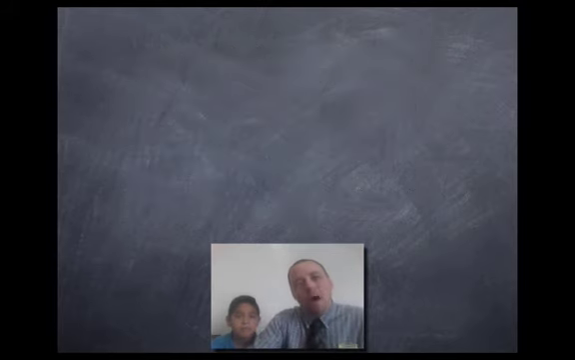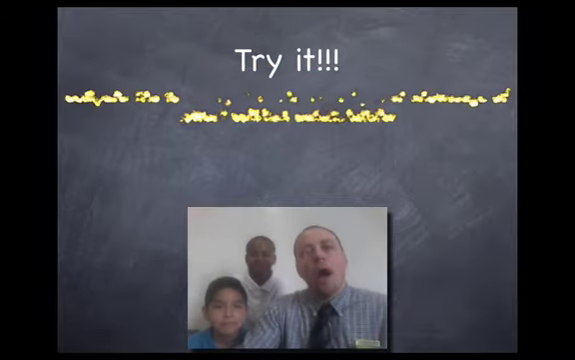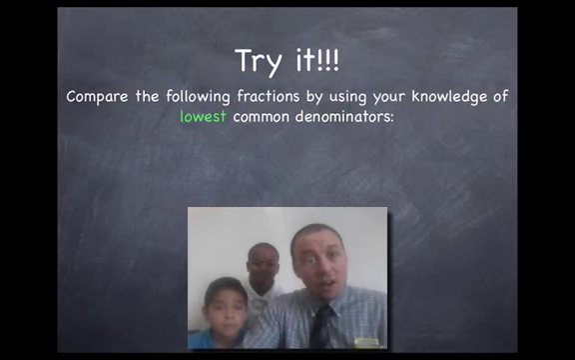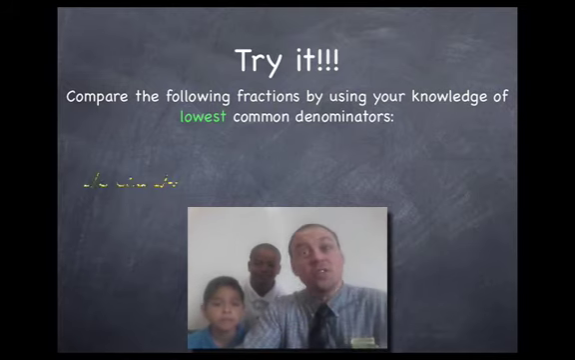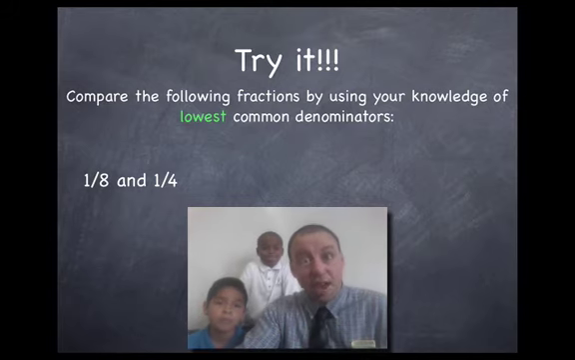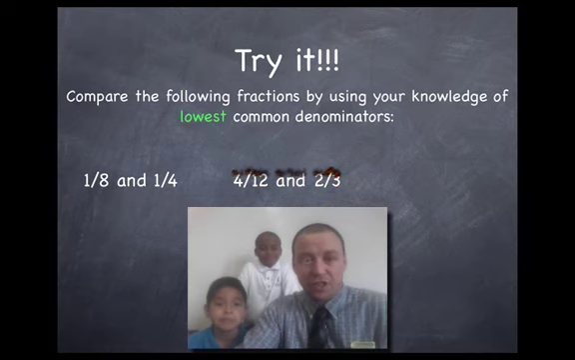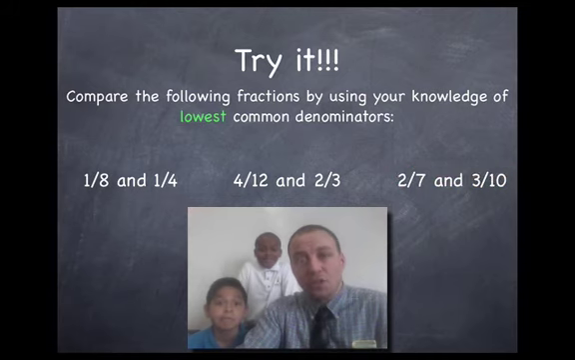Okay, so in order to become masters of this, we have to try this, okay? So I'm going to challenge you to not only convert the following fractions so that they have the lowest common denominators, but also to show which ones are larger. Okay, compare them. Which one's larger, 1/8 or 1/4? Okay, first convert them to have the same denominator, and then tell me which one's larger. The second two fractions are 4/12 and 2/3. And then finally, the final problem is 2/7 and 3/10.